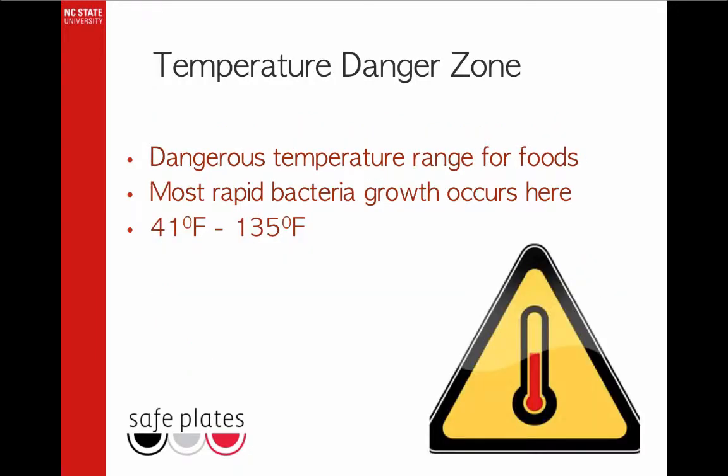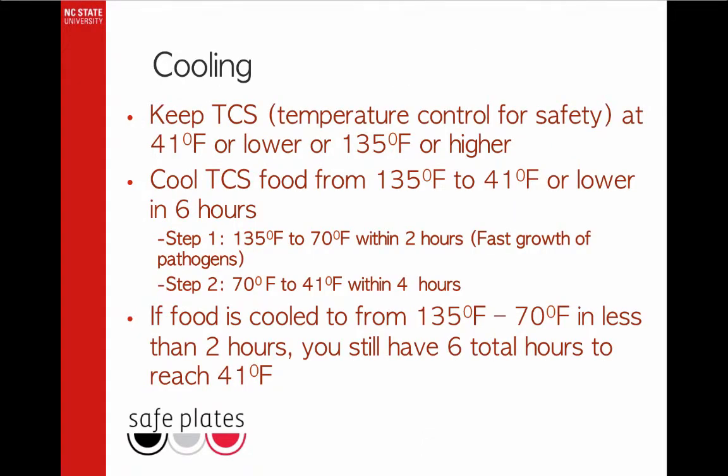As a reminder, we want our TCS, or time and temperature control for safety, foods either below 41 or above 135 degrees Fahrenheit. As we take them through this temperature danger zone in cooling, we need to do so as quickly as possible to reduce the chance we'll get any pathogen growth. Let's talk about cooling practices in more detail.